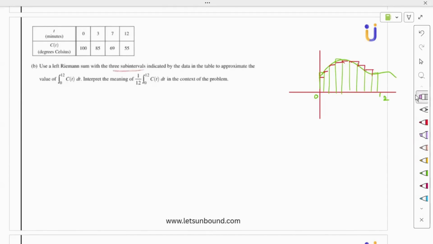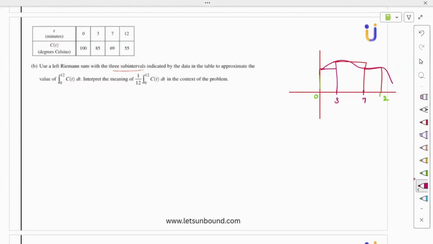So 0 to 12 means 0 to 3, then 3 to 7, then 7 to 12. They are not uniform, but this is how we're going to do it. So from 0 to 3, one rectangle we need to make. And then from 3 to 7, you need to make a rectangle. Then from 7 to 12, you need to make a rectangle. So let's start solving this.